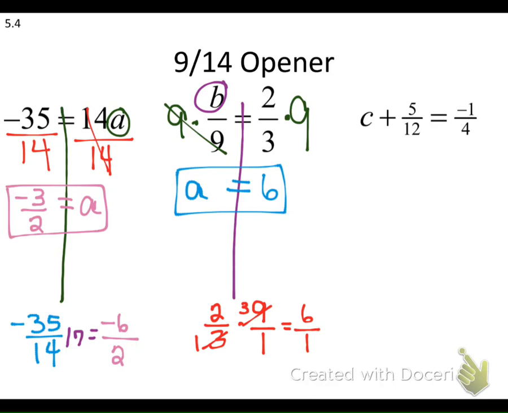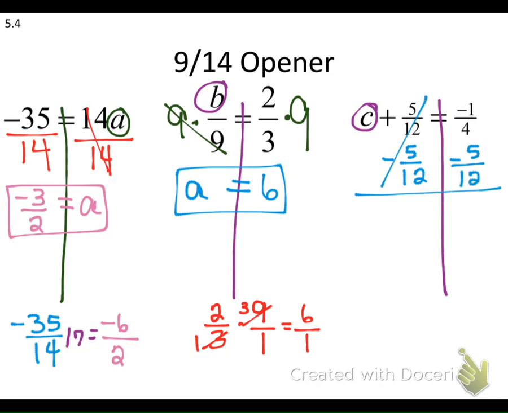And the last one on this side. I'm going to circle my variable c, draw my line of equality. Now this is going to be a little different from what we've done in the past because this time you have a -1/4. So you really need to pay attention to that when we get to the next step here. To get the c by itself, I'm going to have to get rid of the 5/12. I do that by doing the opposite of addition, which is subtraction. So I'm going to subtract 5/12 from each side.